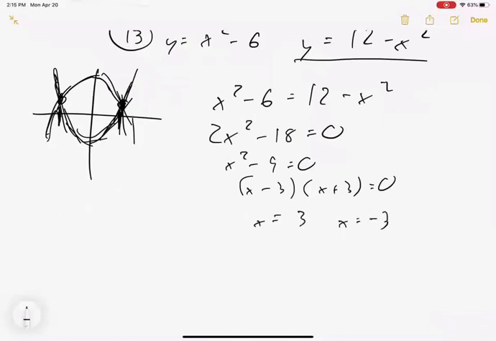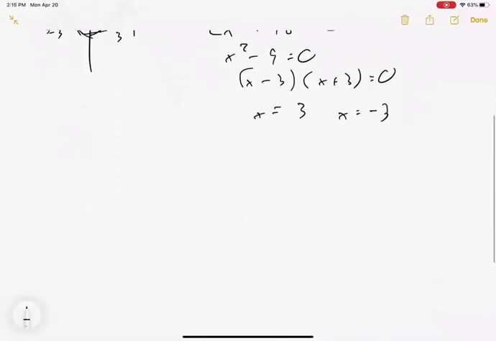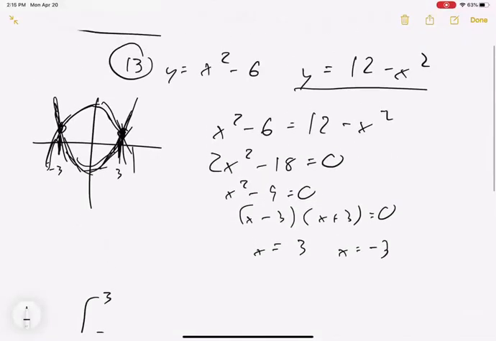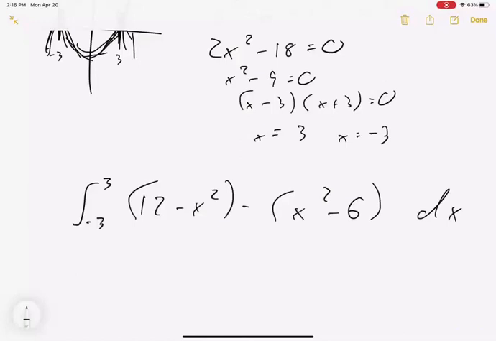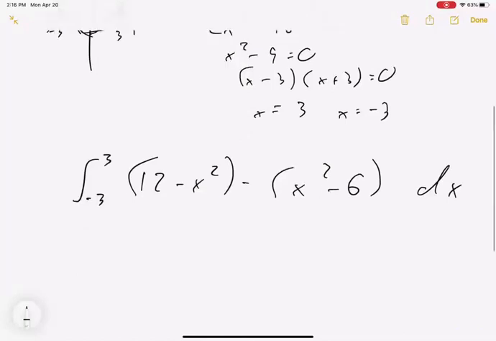So that means my curves should intersect at negative 3 and positive 3, which tells me I need to integrate from negative 3 to positive 3. And what am I integrating? I want to do top curve minus bottom curve. What's the top curve? This guy. What's the bottom curve? This guy. Be sure to distribute your negatives. So this integral becomes negative 3 to positive 3, 18 minus 2x squared dx.